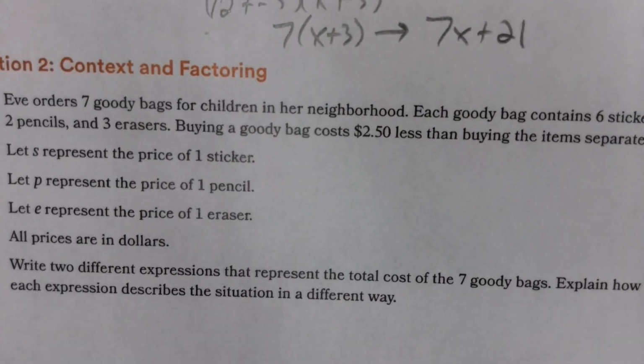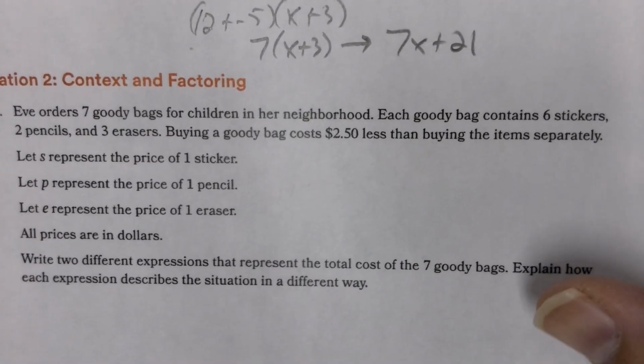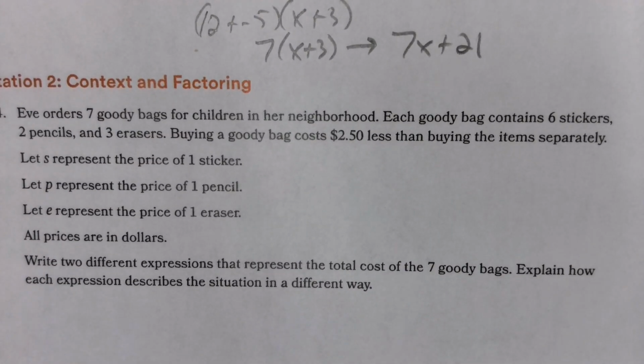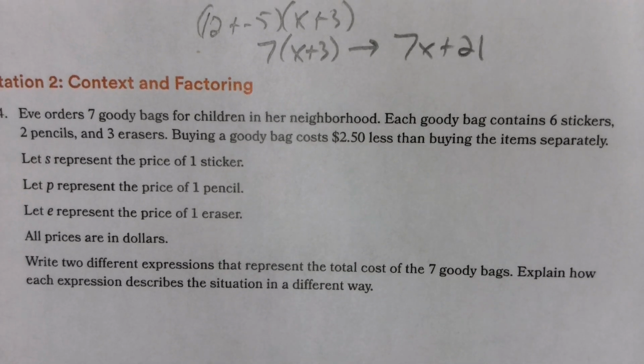Number 4, Eve orders 7 goodie bags for children in her neighborhood. Each goodie bag contains 6 stickers, 2 pencils, and 3 erasers. Buying a goodie bag costs $2.50 less than buying the items separately. So Eve is saving $2.50 for each goodie bag she buys instead of just buying 6 stickers, 2 pencils, and 3 erasers 7 different times.